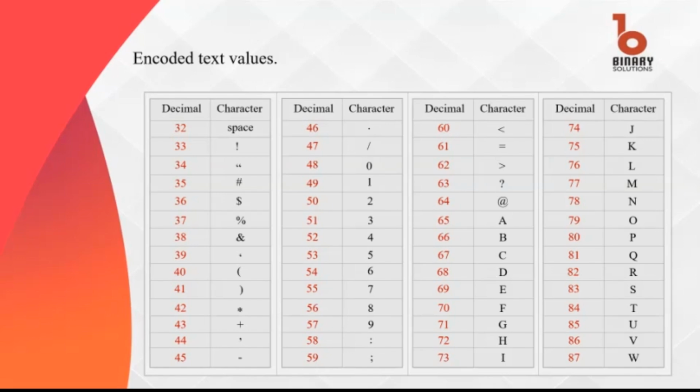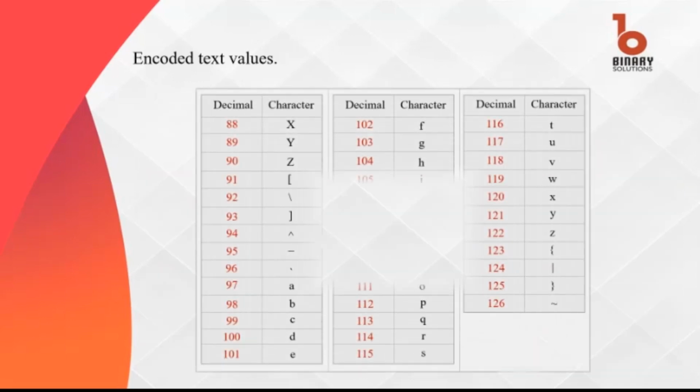It also features additional symbols like brackets, backslashes, and tilde. This comprehensive mapping illustrates how each character in this range is represented by a unique decimal code, demonstrating the fundamental role of ASCII in text representation within computing.